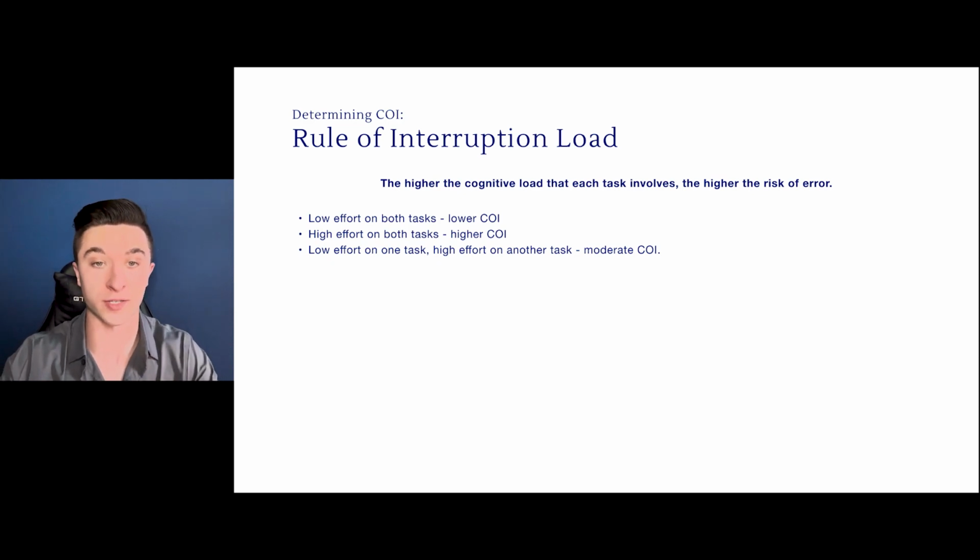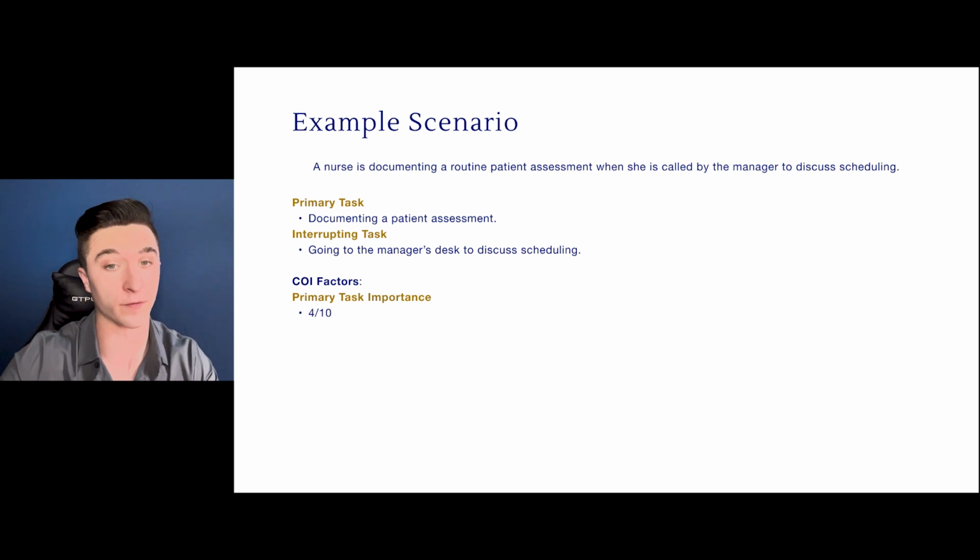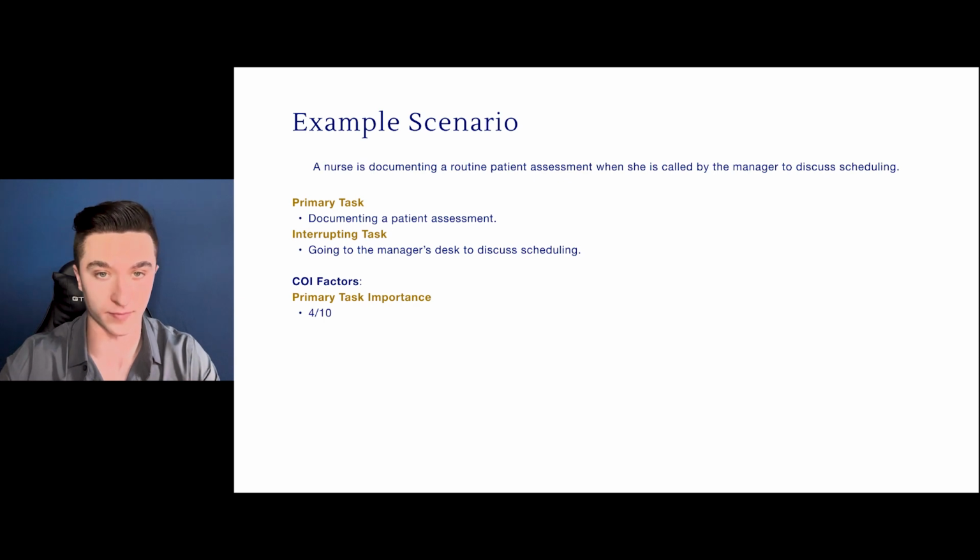So bringing back our example, let's put this in practice. We have a nurse documenting a routine patient assessment, but then gets called to the desk by the manager to discuss scheduling, right? So we can now take a closer look here at the cost of interruption. The primary task importance here is probably about a 4 out of 10. So it's definitely an important task, but many things are decidedly more important than this, right? More important than documenting a routine patient assessment. I can probably come back to this.